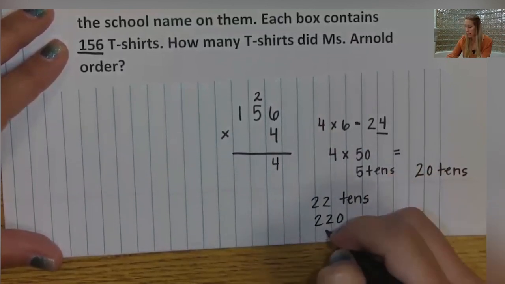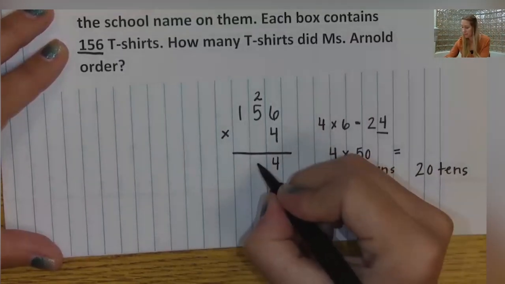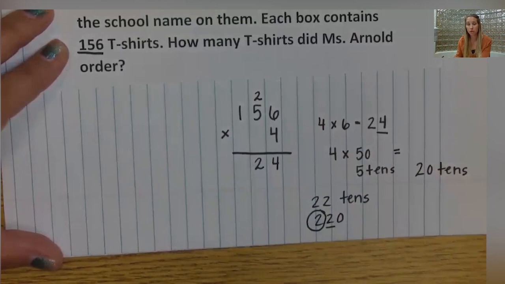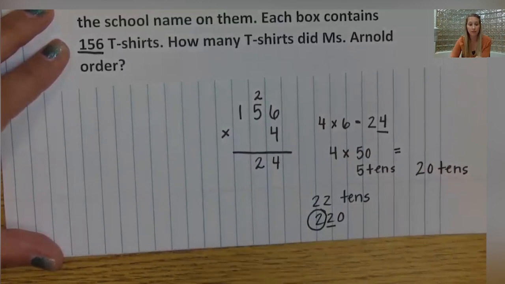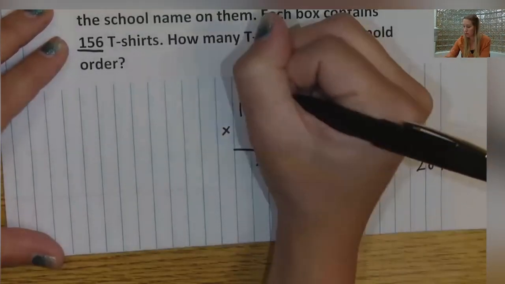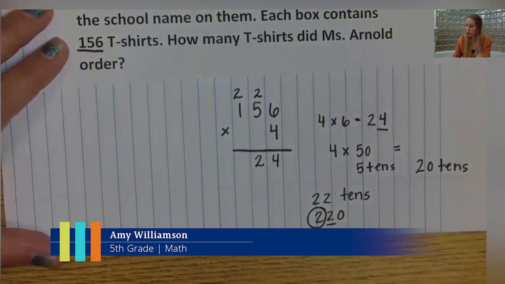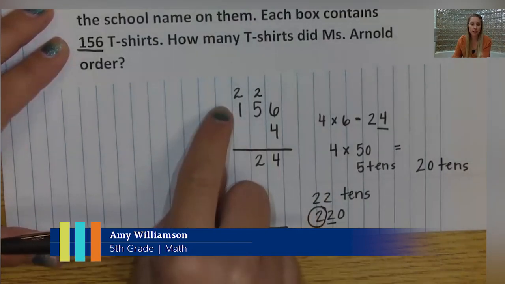220. So that 2 is going to go into the tens place, and I'm going to have to regroup the 2 because it needs to go in what place? Yes, it needs to go in the hundreds. Fabulous work. All right, now we need to multiply the 4 to the hundreds place. What number is in the hundreds place? Yes, it's a 1. So 4 times 1 is 4.